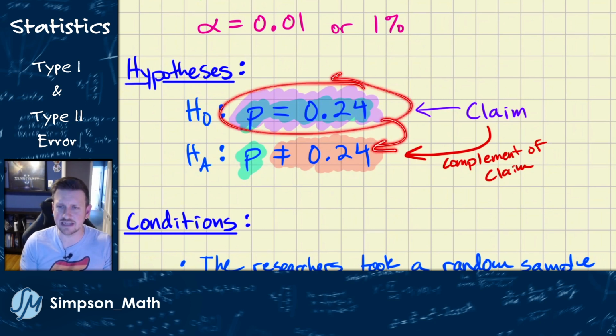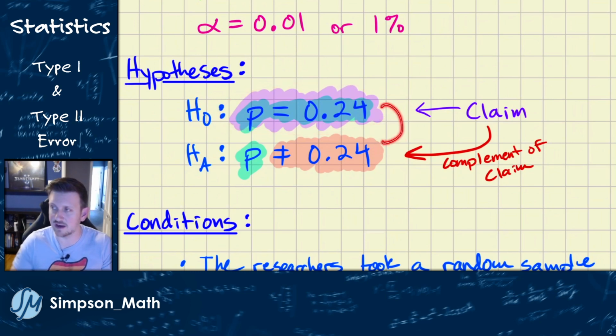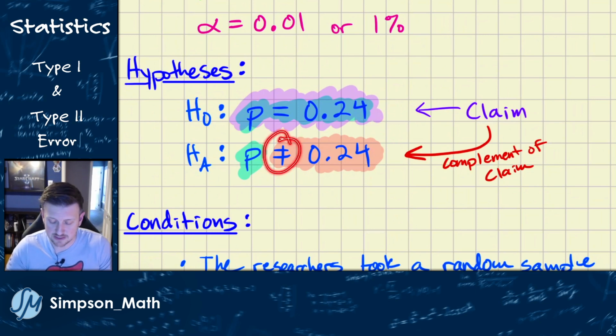And so you think, well, I think it's actually probably going to be this thing. So we're going to see if we have evidence to actually reject that and come down to this alternative. The reason this is not equal to is because my null hypothesis is equal to, and then the alternative is the complement of it.